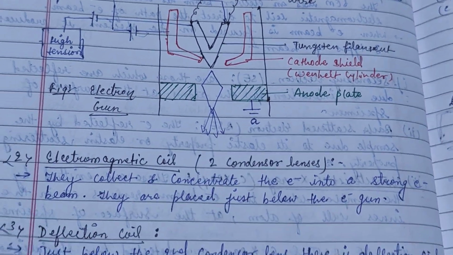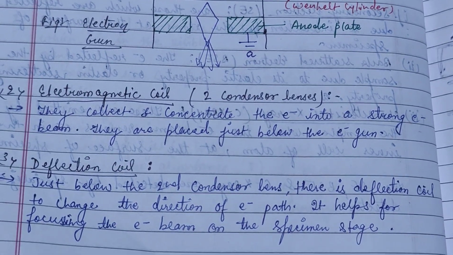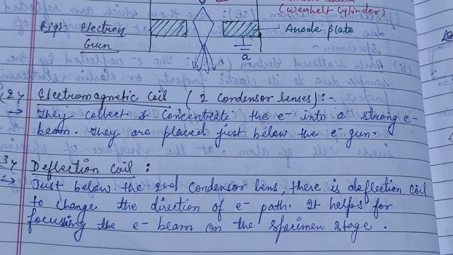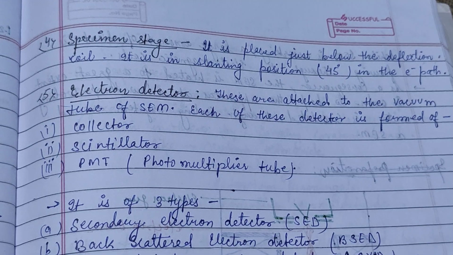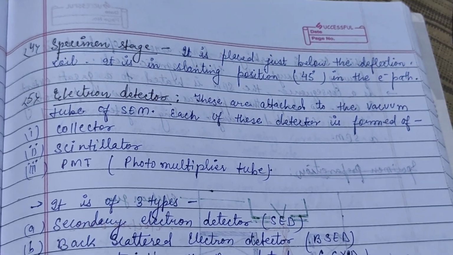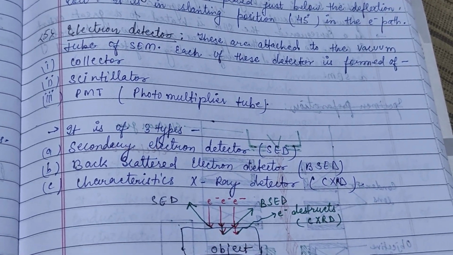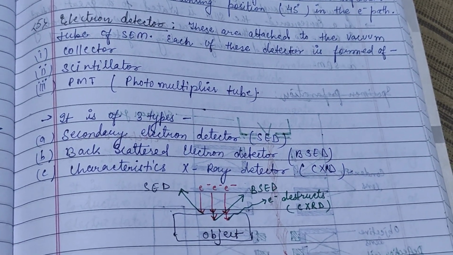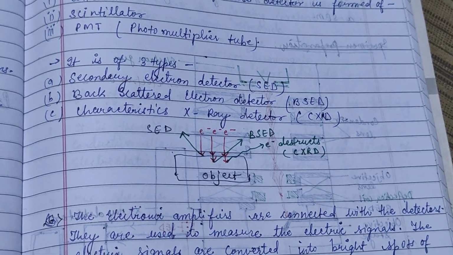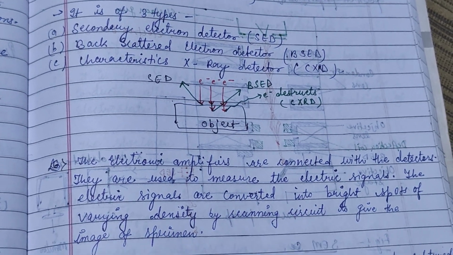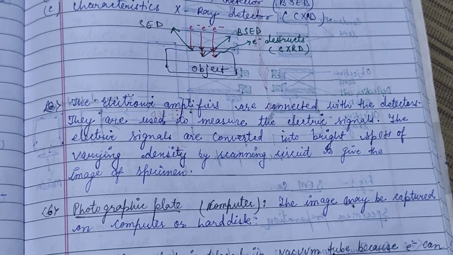The second component is the electromagnetic coil, also known as the condenser lenses, consisting of two in number. The deflection coil is placed just below the second condenser lens. Next is the specimen stage, placed just below the deflection coil, in a slanting position in the electron path. Next is the electron detector, and each detector is composed of a collector, scintillator and PMT, that is photomultiplier tube, and it is of three types: secondary electron detector, backscattered electron detector, and characteristic X-ray detector.